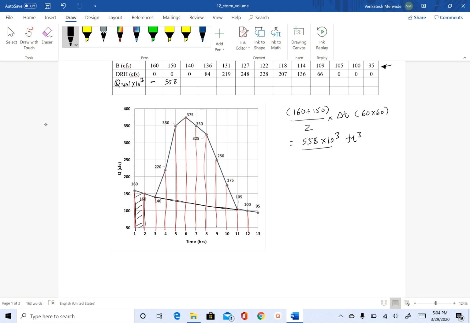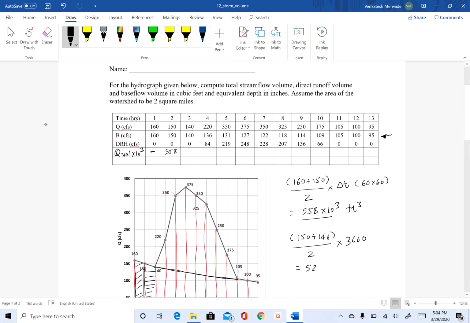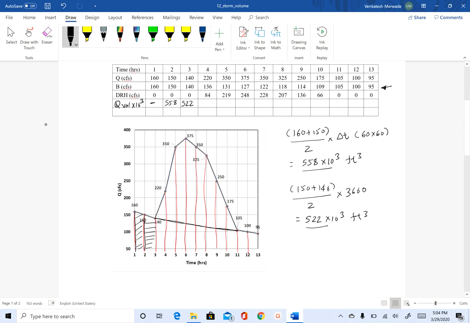Similarly, let's do one more for this video, and then you can do the rest. For this trapezoid, this is going to be 150 plus 140 divided by 2 times 3600. And if you do that, what you get is 522 times 10 to the power of 3 cubic feet. So I'll write that down here, 522, and you can do the rest.